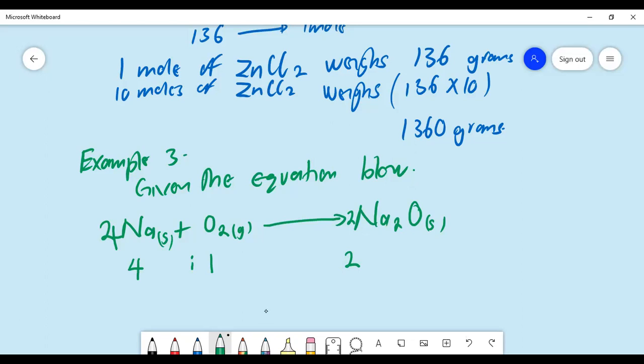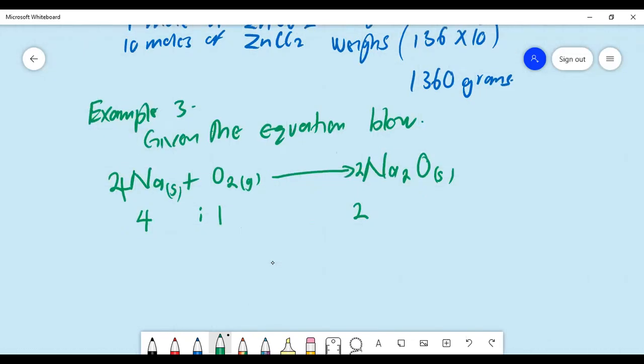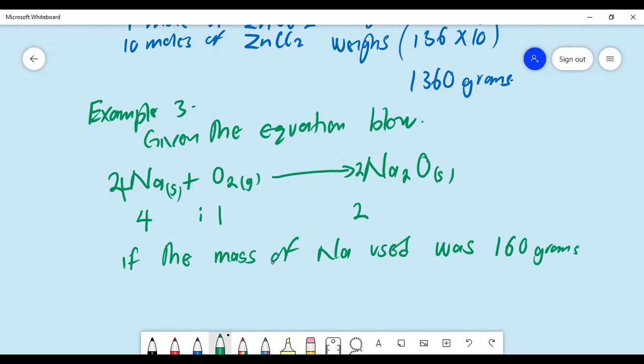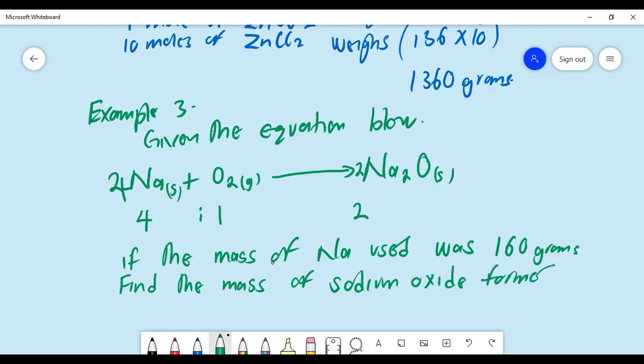Now they may tell us like this: if the mass of sodium used was 160 grams. If the mass of sodium used was 160 what? Grams. Are we there? Find the mass of sodium oxide formed. Find the mass of sodium oxide formed. Are we there?